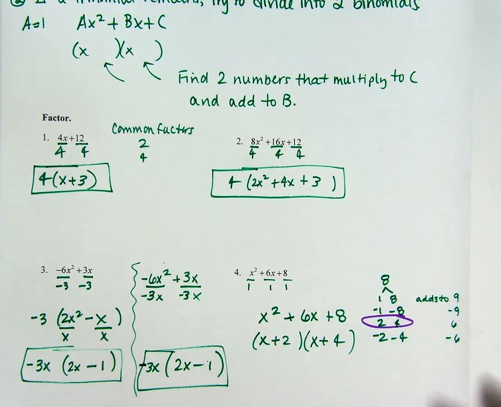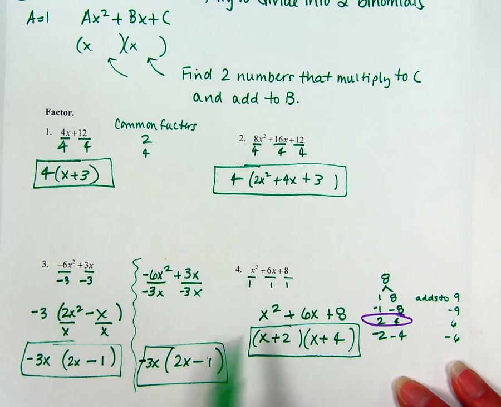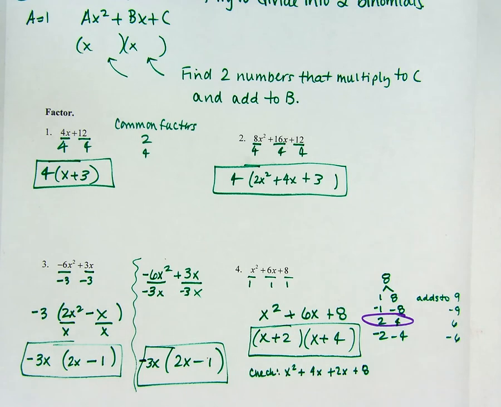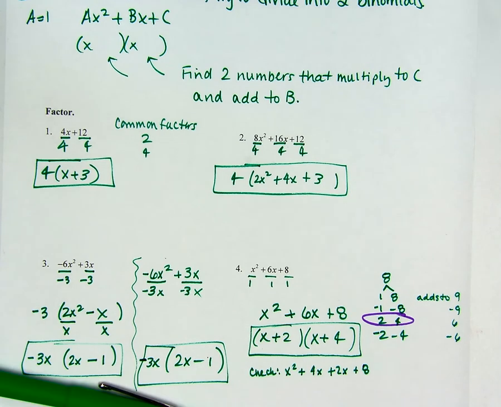And we can check by multiplying. If I were to do first times first, I get x squared. Outer times outer is 4x. Inner times inner is 2x. And last times last is 8. If I add those together, that gives me 6x. Okay, but this is actually my answer. All right, so flip over to the back. We're going to keep going with some more examples.